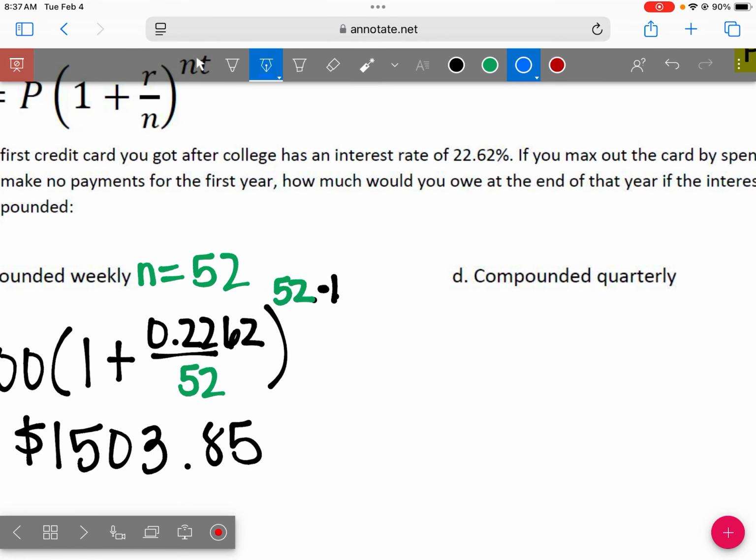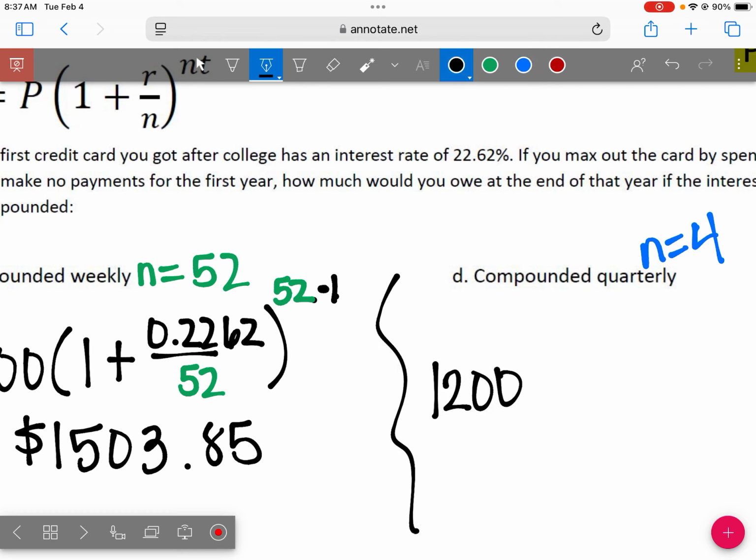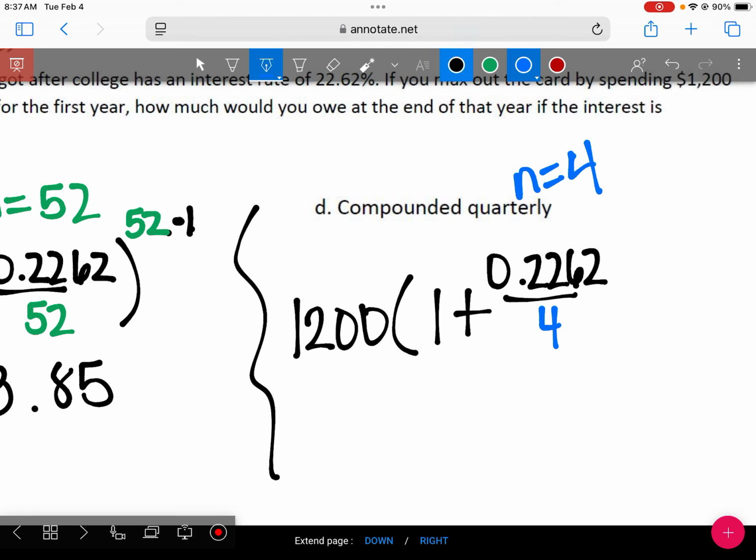So now we have quarterly. How many quarters are in the dollar? 4. So N equals 4. Let's type it in again. So we have 1,200. 1 plus. See how nothing is changing except I'm only changing 2 places in the formula. Go ahead and type that in. So quarterly is 4. So whatever you get should be less than you have for part C.